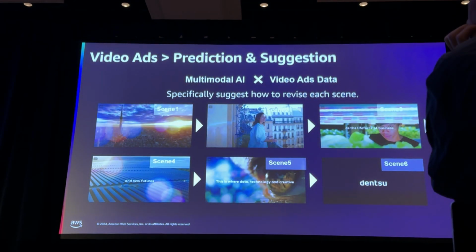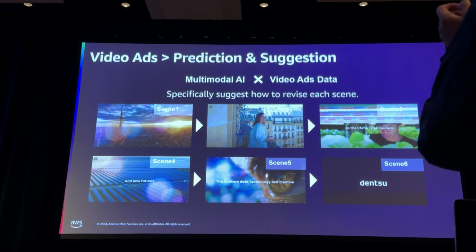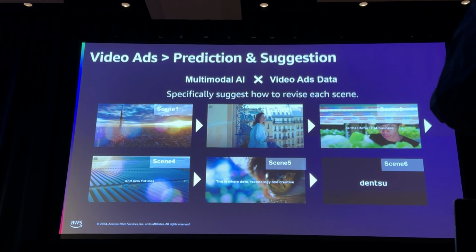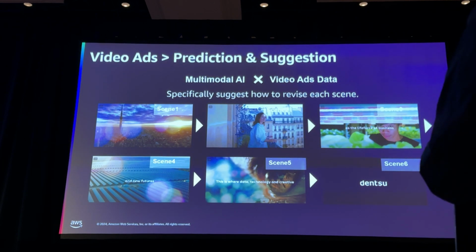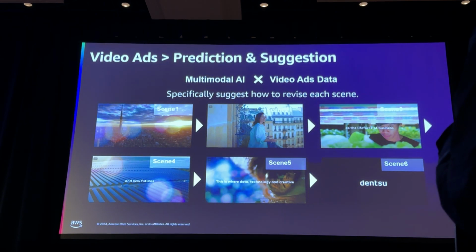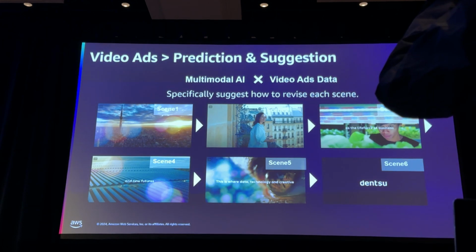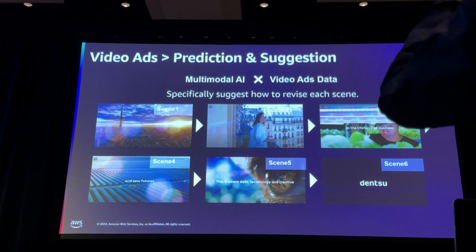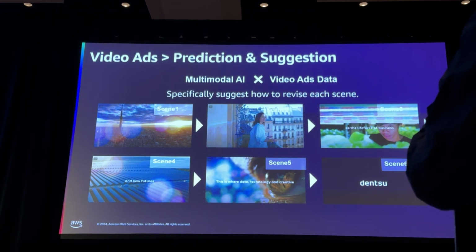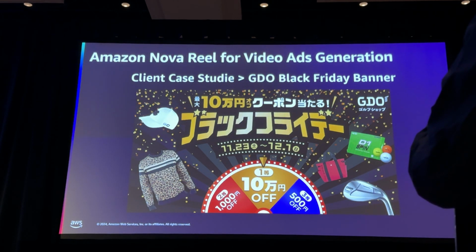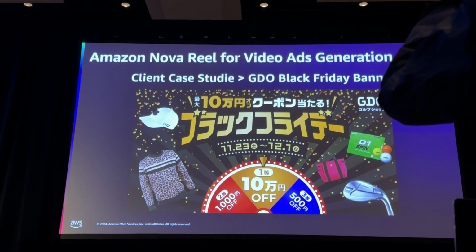And furthermore, thanks to the emergence of multimodal AI, now we can provide a prediction and suggestion for video ads. For example, it can tell us, okay, scene 2 is the most important scene, so let's change the number of people and also change the background from city to suburban, like that. But there's a problem. It was quite a challenging task to generate video ads.